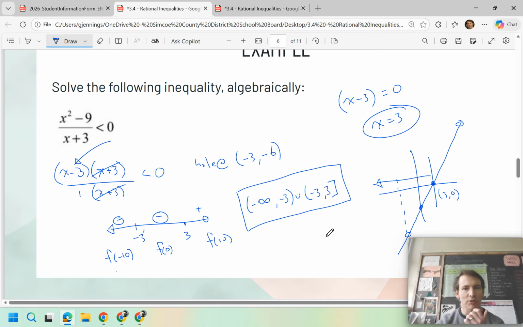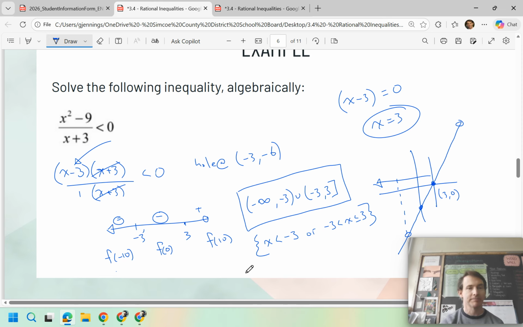Let's take some time to write what it would look like using inequality notation. So I would say x is less than minus 3, or minus 3 is less than x, and x is less than or equal to 3. That's what it would look like in interval notation.